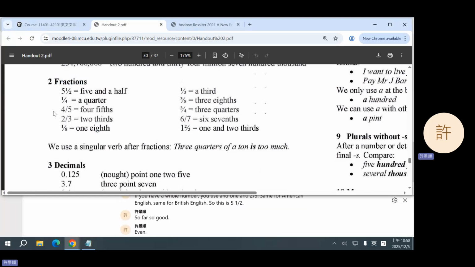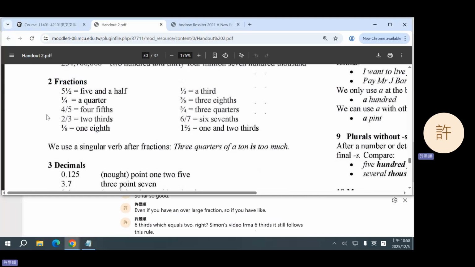Even if you have an over-large fraction, so if you have like 6/3, which equals 2, right? It still follows this rule. How many of them, and then how many total pieces?